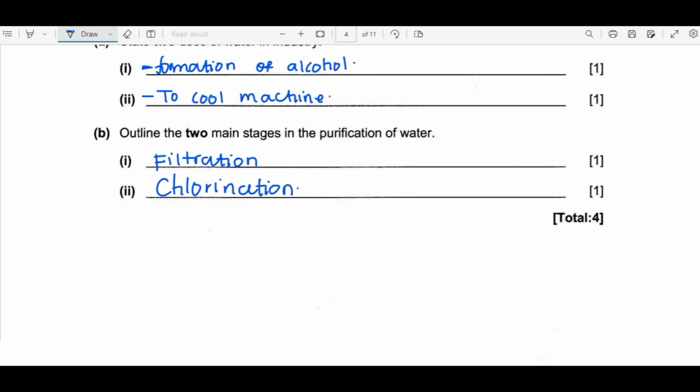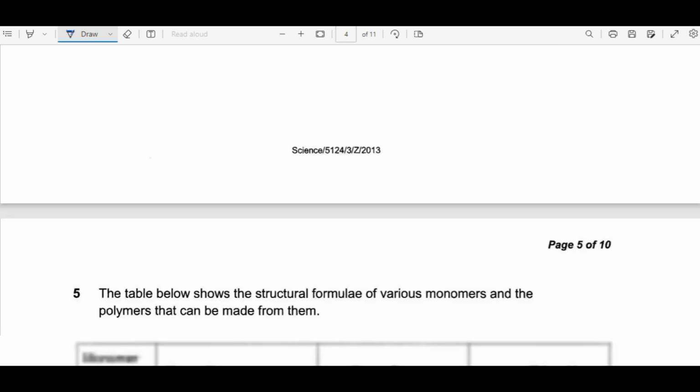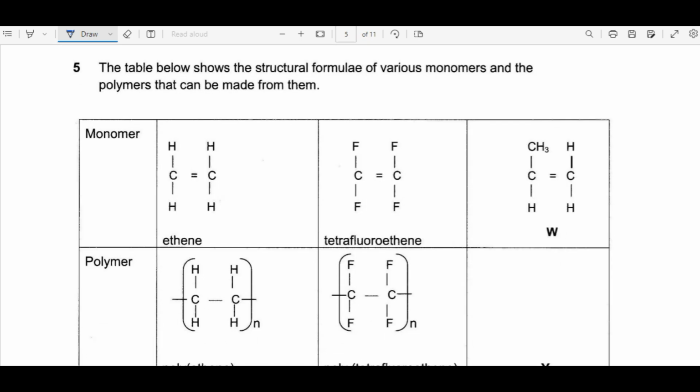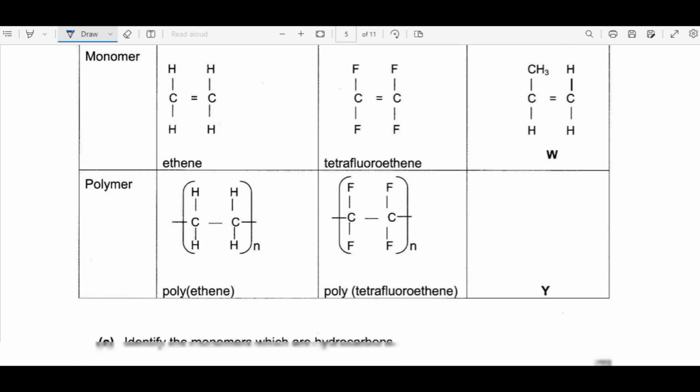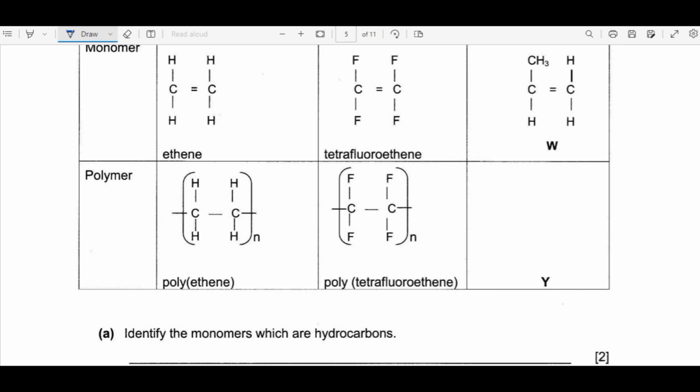We move on to question 5. Under question 5, the table below shows the structure formula of various monomers and the polymers that can be made from them. The first row indicates the monomers, then the second one we have the polymer. Okay, so let's have the first question. Identify the monomers which are hydrocarbons.